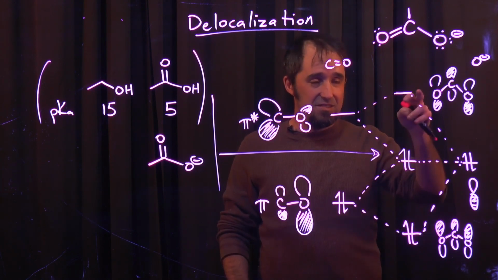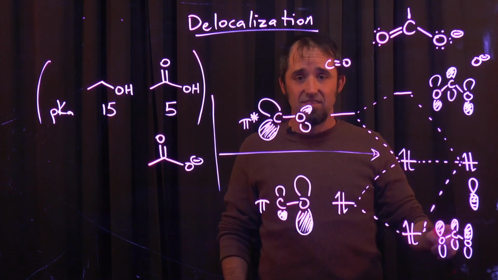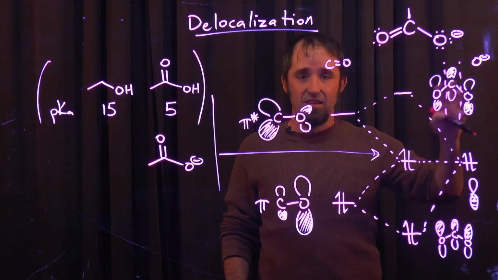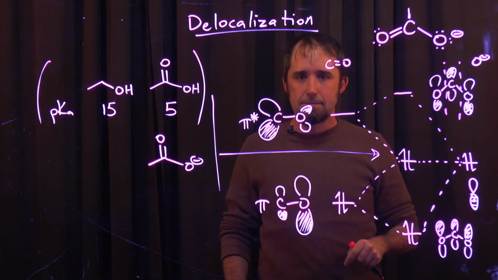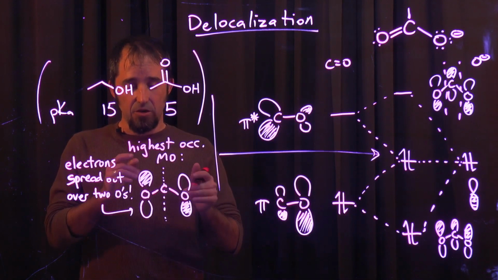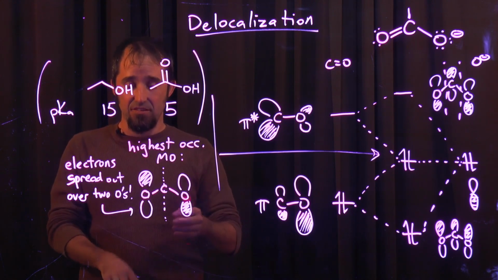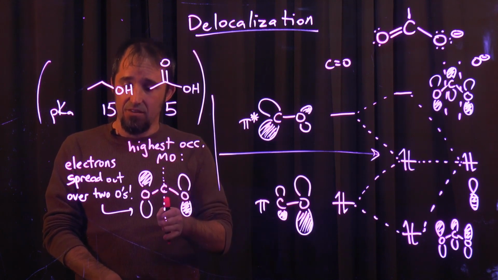So the bottom one and the top one are kind of easy to suss out. The bottom one just has everything mixing in phase. The top one has nodes between all the atoms. Everything is kitty wumpus, as it were. What's this middle one look like? It looks like this. So here I've got all my electron density on the oxygens. None in the middle. There's actually a node at carbon where there's no electron density.